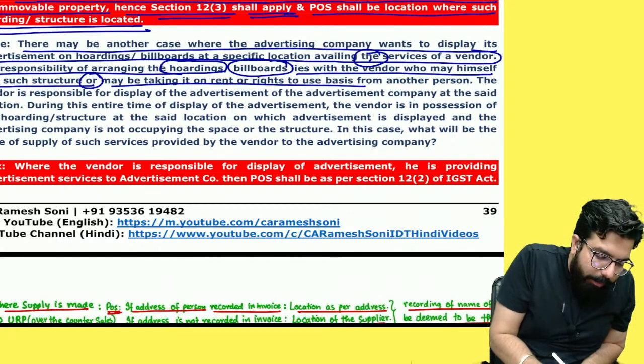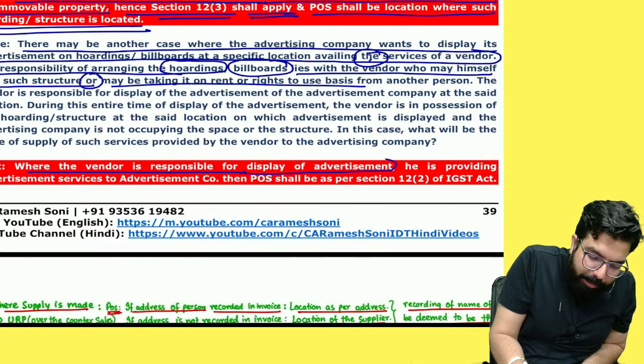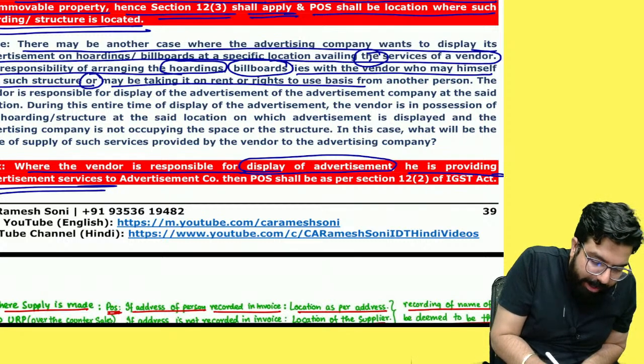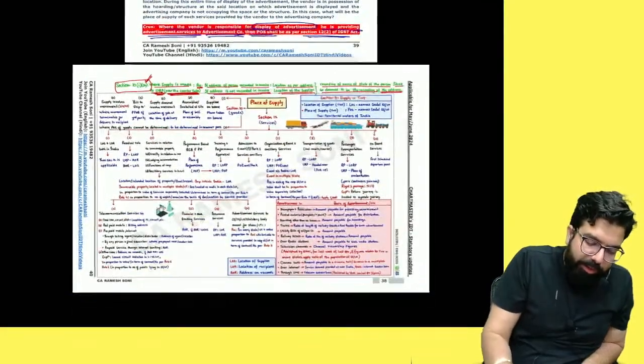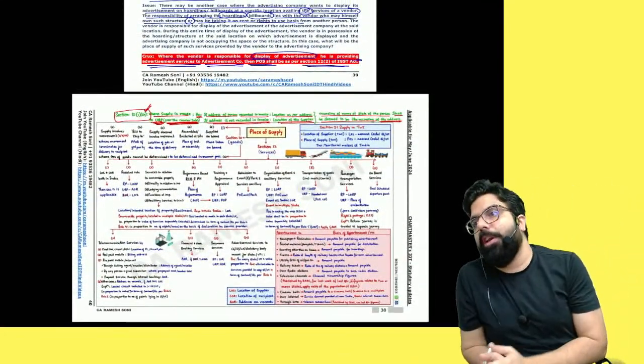See over here, where the vendor is responsible for display of advertisement, he is providing advertisement service to the advertisement company. Place of supply will be what? 12(2). General rule will apply. Are we all clear till here?